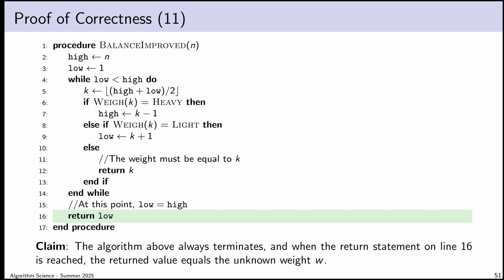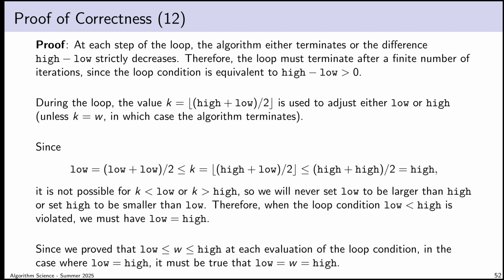So the claim here is that this algorithm does always terminate. There is no infinite loop, and indeed when I finally hit the return statement on line 16, the value I return, which is just my variable low, actually is my unknown weight w. I'm going to establish that fully. And so here is a wall of text describing that, just for completeness' sake.